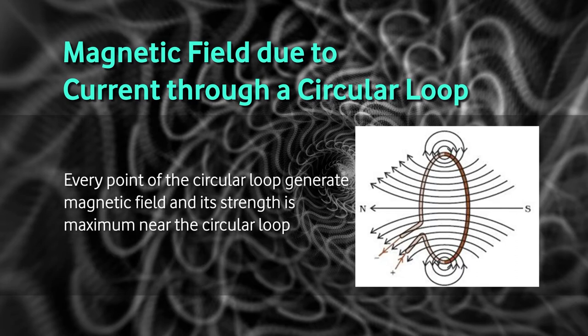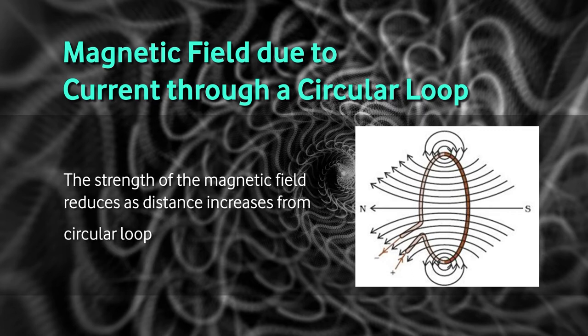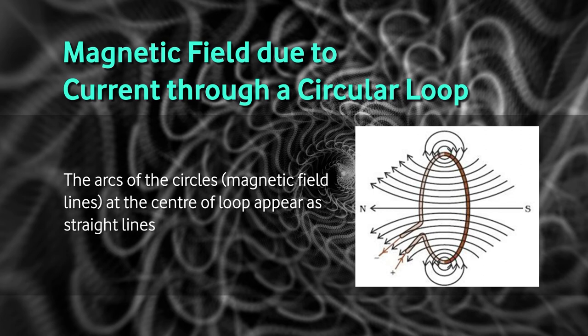And you can see in the picture also that with this you can explain that every point of the circular loop generates a magnetic field and its strength is maximum near the circular loop. The strength of the magnetic field reduces as distance increases from the circular loop, and the arc of the circle means the magnetic field lines at the center of the loop appear as straight lines.